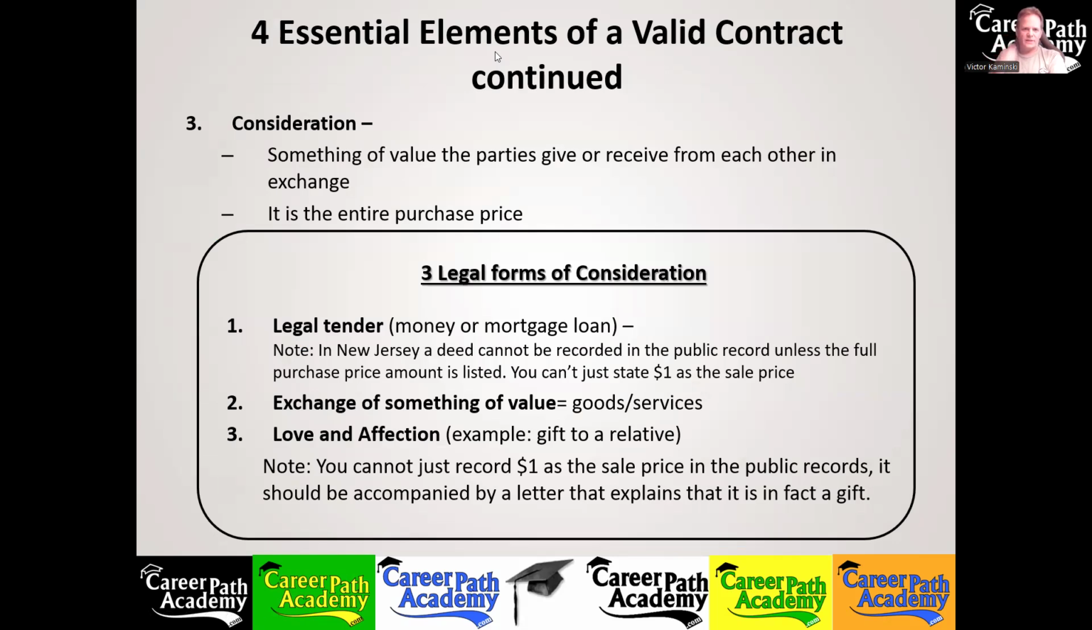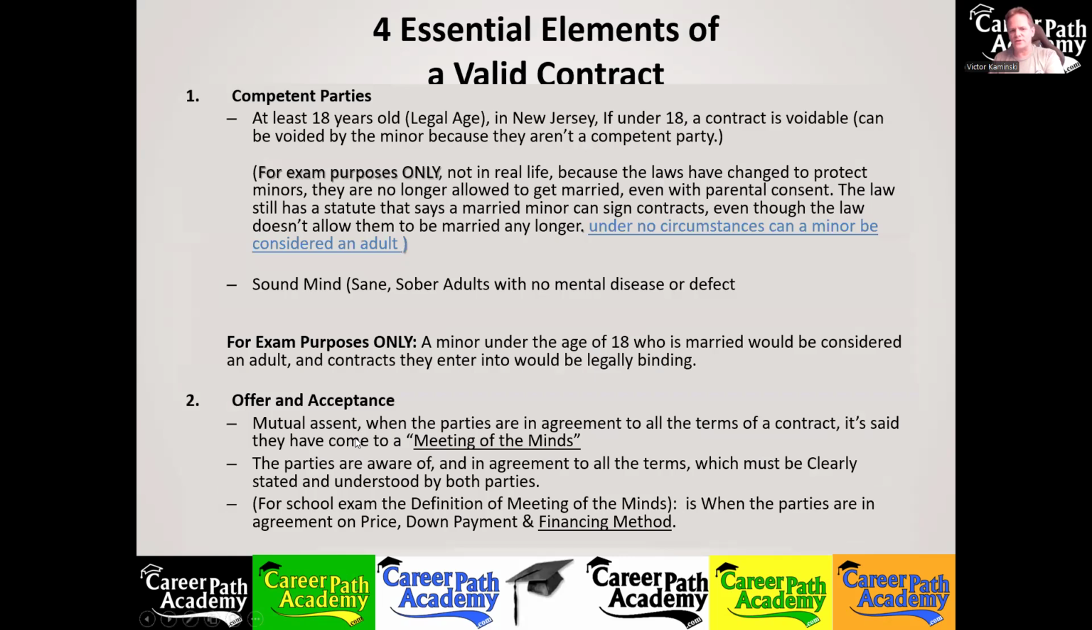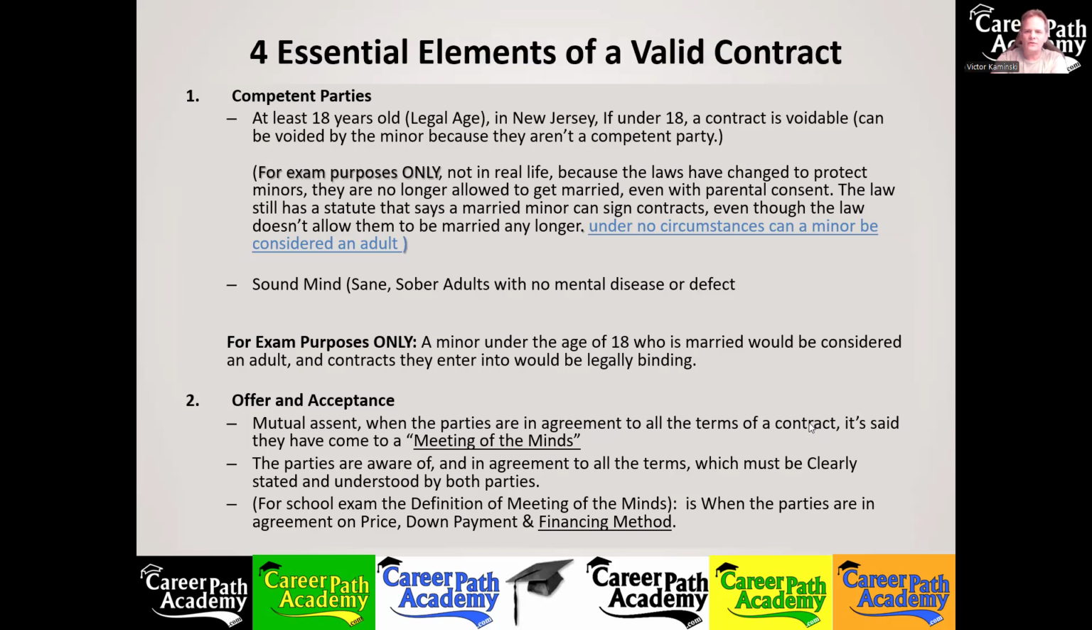So what are the four essential elements of a valid contract? Competent parties, offer and acceptance. Offer and acceptance is also known as mutual assent. It's when the parties are in agreement to all the terms of the contract. They're aware of and fully understand all the major key points of the contract. At that point, if they're in agreement on all of those terms, it's said that they've come to a meeting of the minds. So what is a meeting of the minds? It's when everybody's aware of, fully understands, and is in agreement on all the four essential elements of a valid contract.